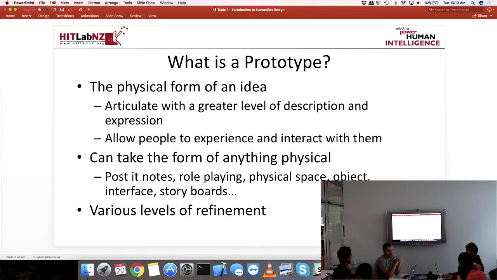A prototype is basically a manifestation of an idea, and that can take any sort of form. Commonly when we think about prototyping, we tend to think about physical form, so you're building something to express an idea. But really what we're trying to do is just get ideas out of our head and into the world, to allow people to experience and interact with our ideas.